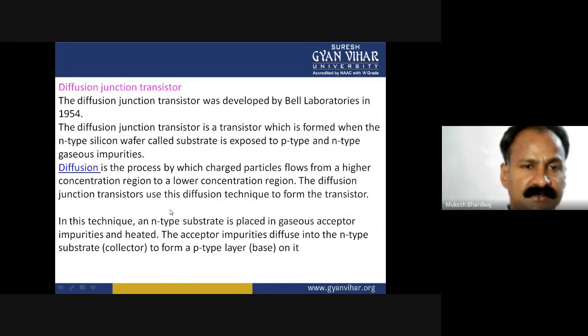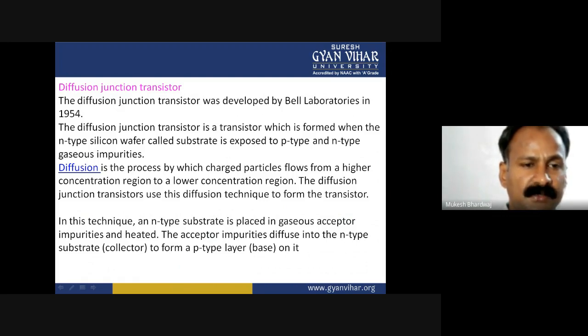Diffusion junction transistor. The diffusion junction transistor was developed by Bell Laboratories in 1954. The diffusion junction transistor is a transistor which is formed when the N-type silicon wafer called substrate is exposed to P-type and N-type gaseous impurities.